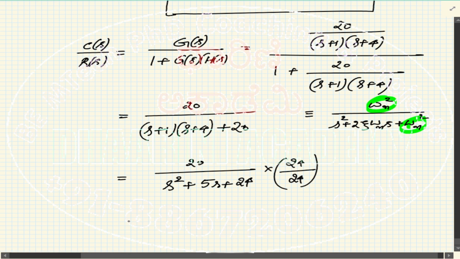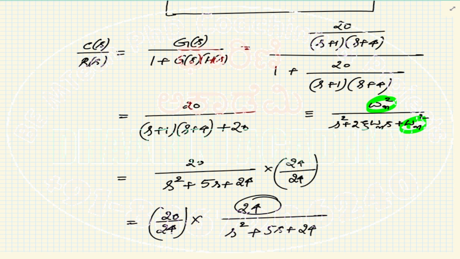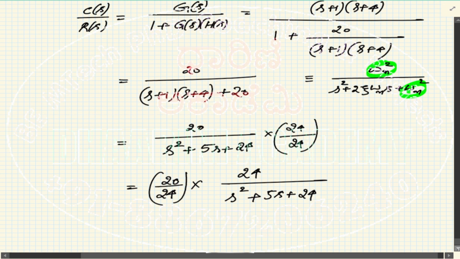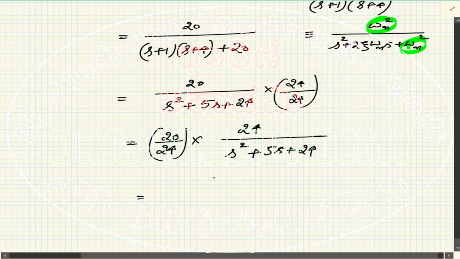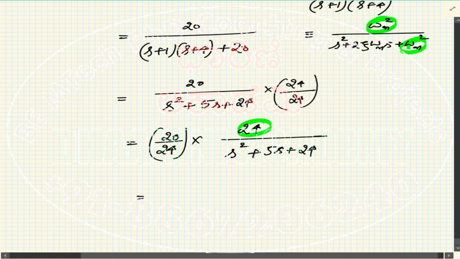So this gives me, I'll take the 24 over here, 20 I will take it out, it's a multiplier. The denominator I multiply by 24, right? I'll keep it here. So 20 by 24 times 24 divided by s squared plus 5s plus 24. Correct. Now you can see omega n square here. Okay, this can be seen like a constant into the required format. Right? Yeah, take your time.